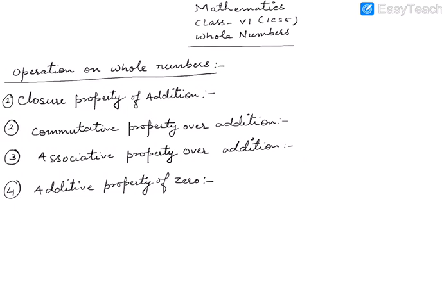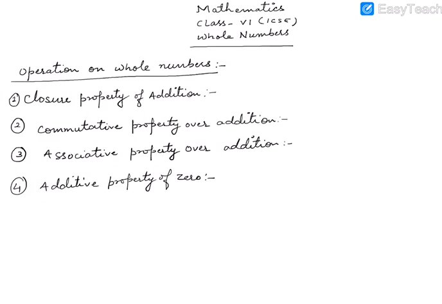So what is an operation? Addition, subtraction, multiplication and division. These are the four major operators we use in whole numbers or in natural numbers also. First of all I'll discuss addition, afterwards subtraction, then multiplication and division. Addition consists of some properties. First of all I'll discuss the closure property.